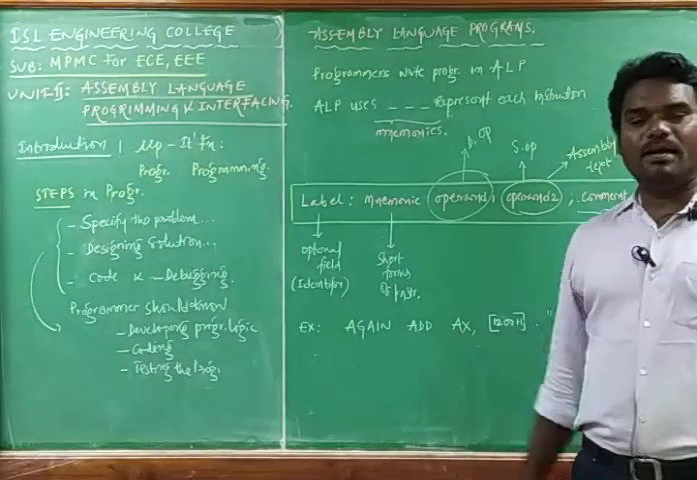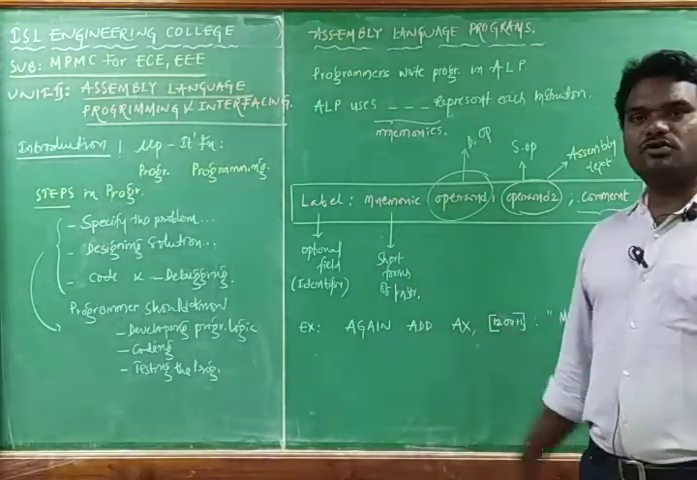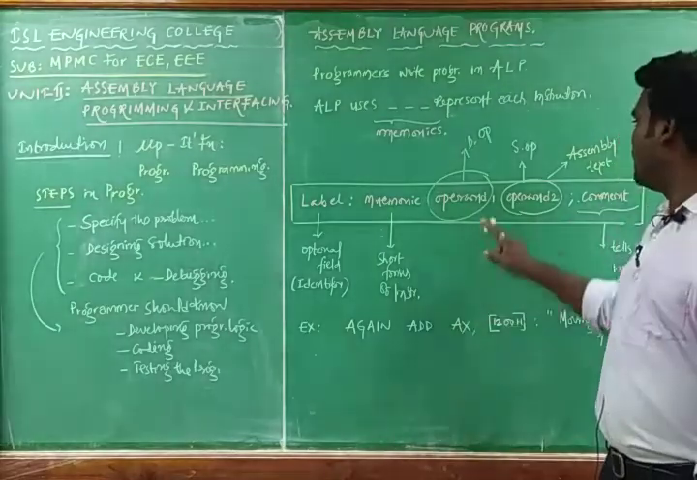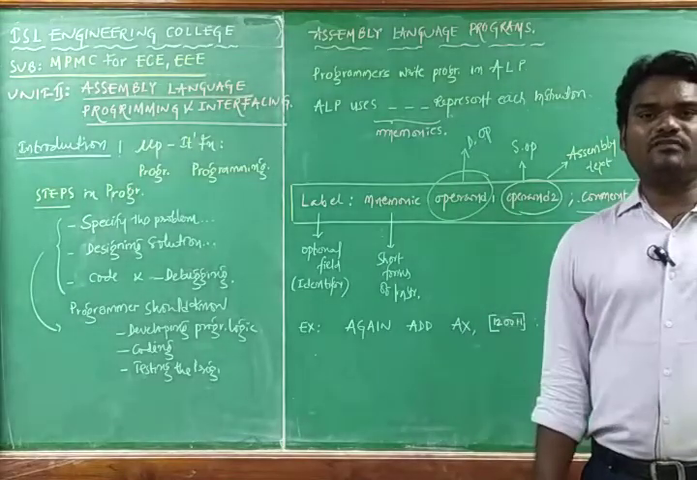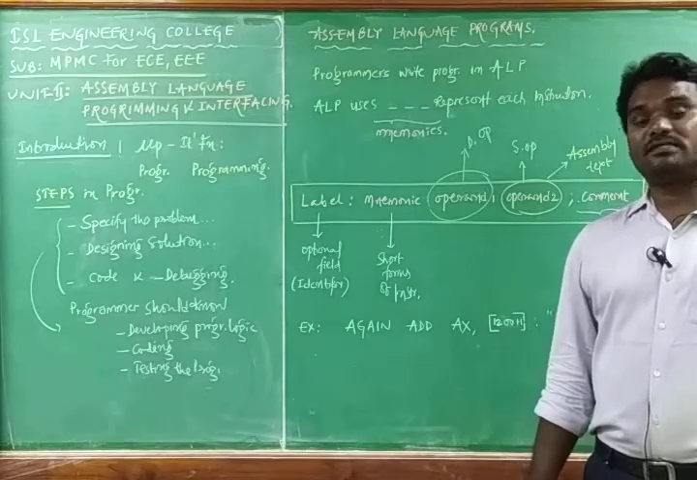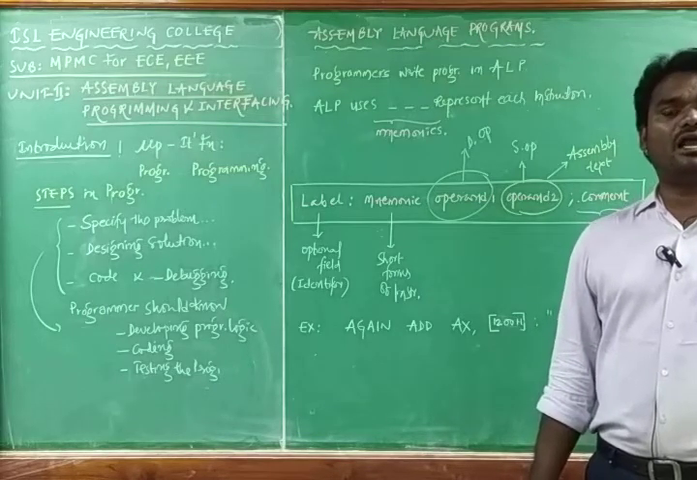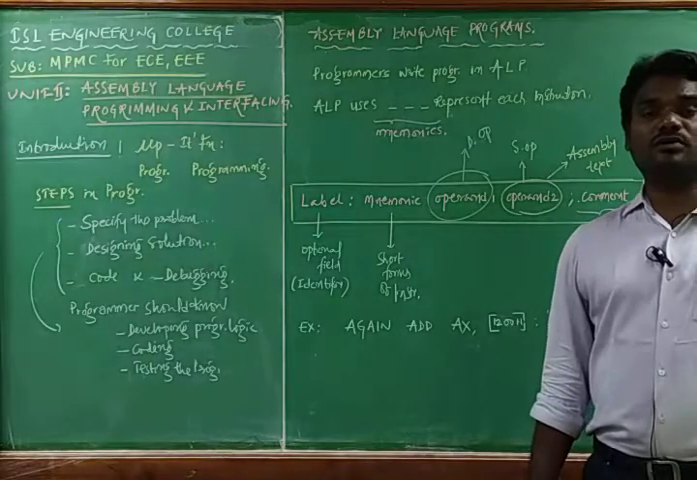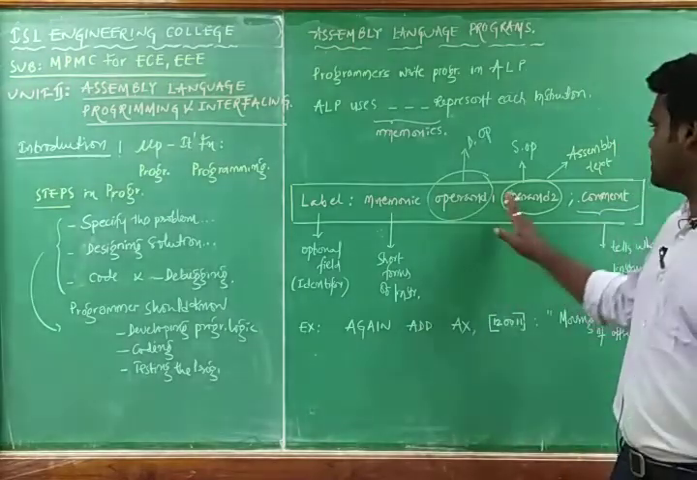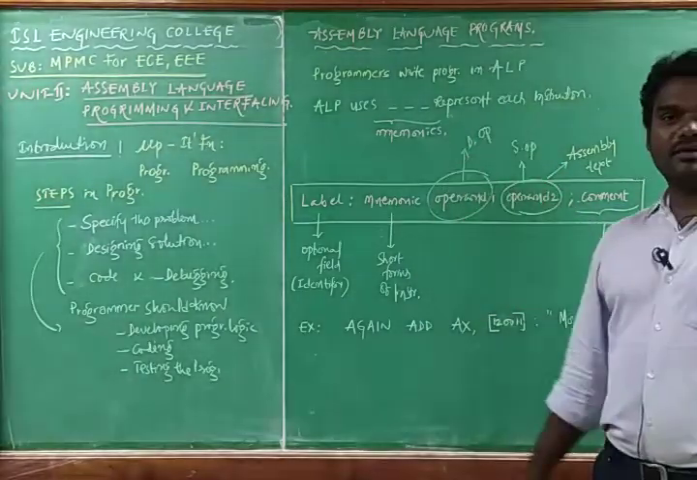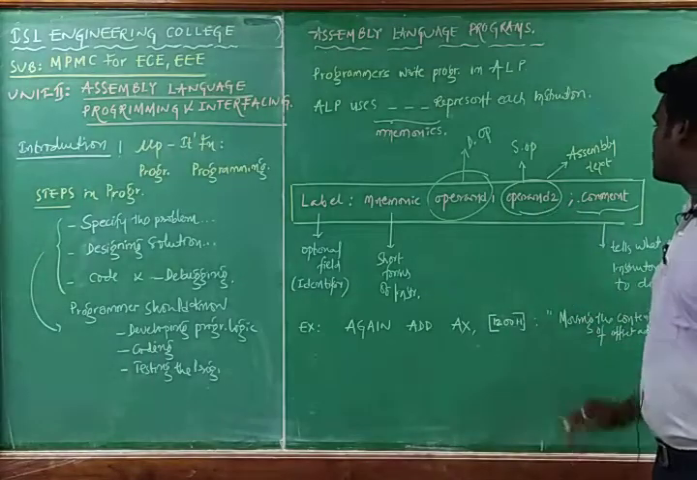First one is the label, it is optional. Second one is the mnemonic, the short form of the instruction. Third part of the assembly text is the operands. Operands are the data on which the instruction is going to operate. This is the source operand and the destination operand. And the last one is the comment.